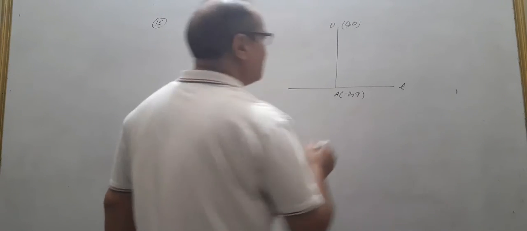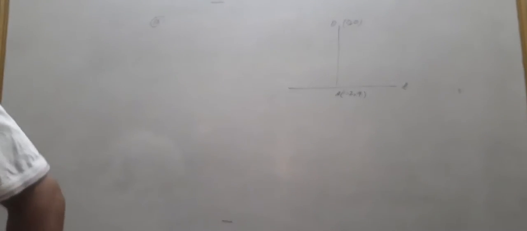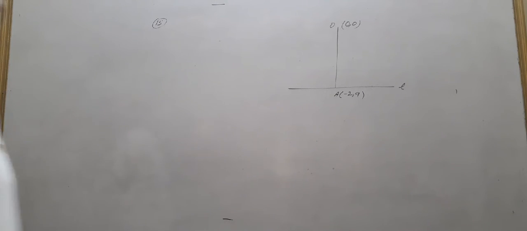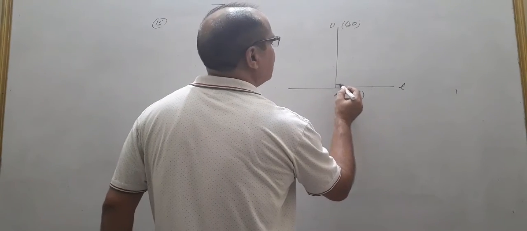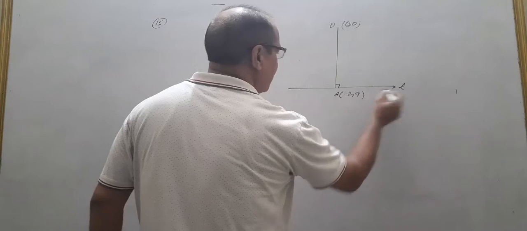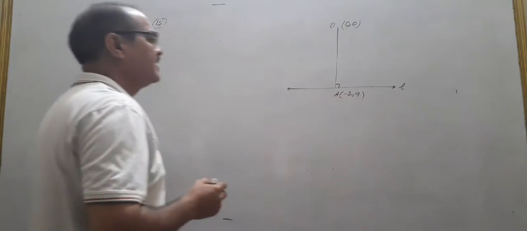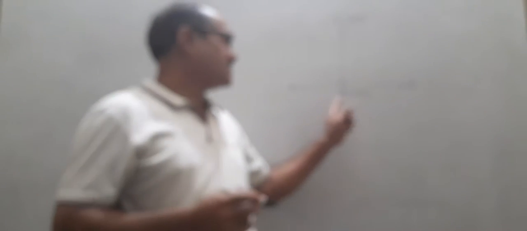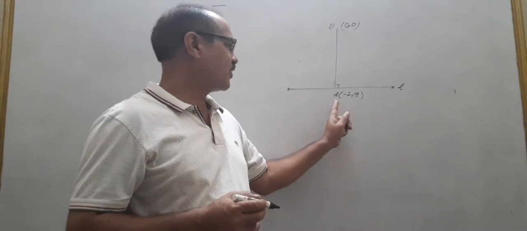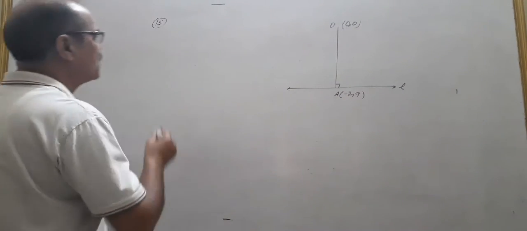At this point the perpendicular from the origin meets the line. So it says find the equation of the line. The question is you have to find the equation of this line L. A is a point on the line L. So, students, you can get the equation of this line. This line is passing through a point, therefore you may apply the point form. But the problem is how to get this m.